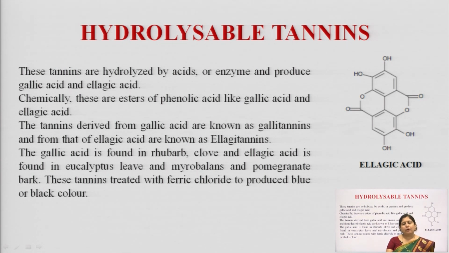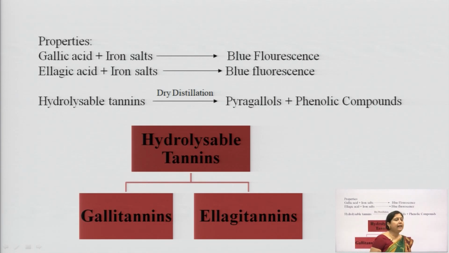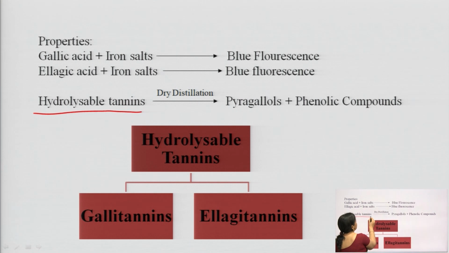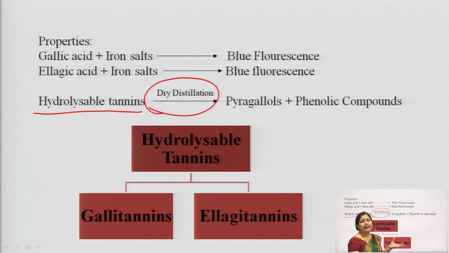The hydrolyzable tannins are hydrolyzed by acids or enzymes and can produce gallic acid or ellagic acid. I will show you a reaction: if we take the hydrolyzable tannins and perform dry distillation, dry distillation means we are just heating it, but we are not going to condense it like we normally do in distillation. Here there is no use of water, they are just heated and we see what the products are. If we get pyrogallols and phenolic compounds, then we call it a hydrolyzable tannin.